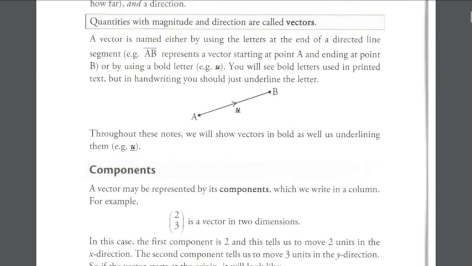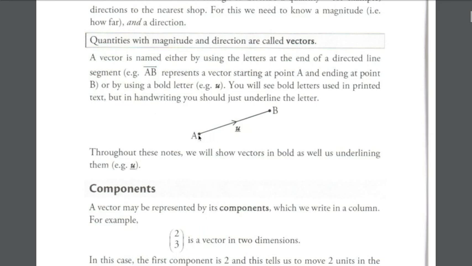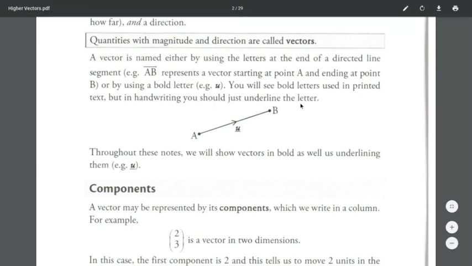So that's the difference. We can name vectors as either AB with an arrow above, or we can use a bold letter, e.g. u, which you'll see in a textbook. You will see bold letters used in printed text, but in handwriting you should just underline the letter. So if you're doing a vector, it should always be underlined.